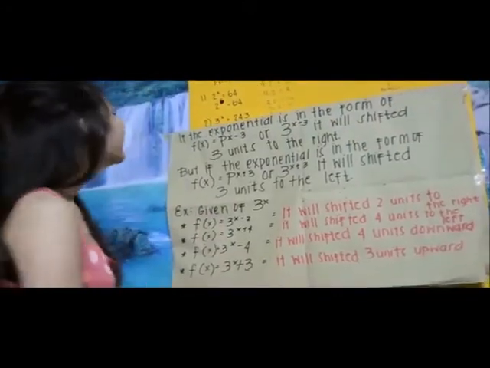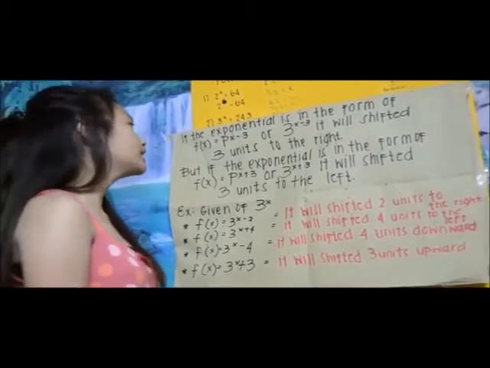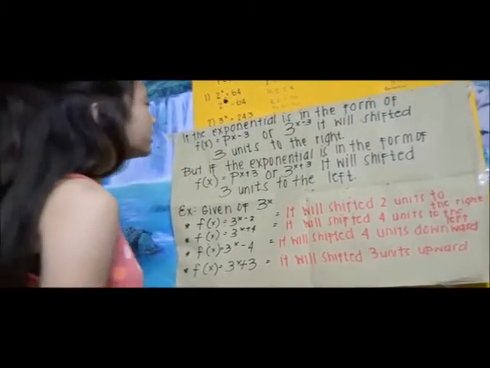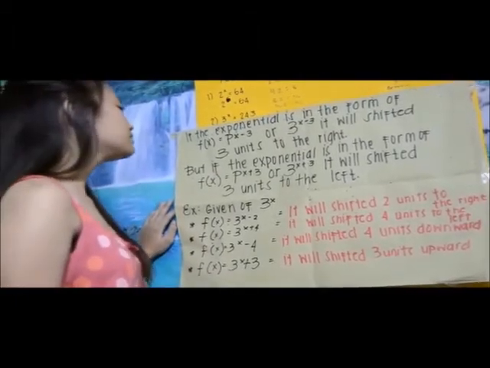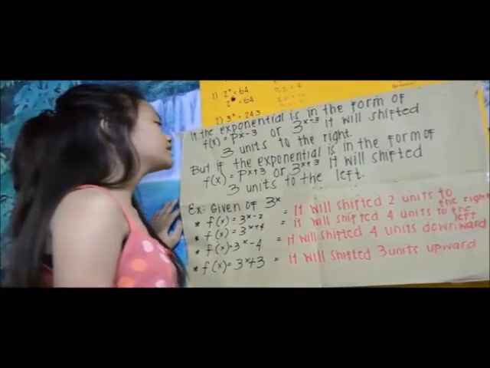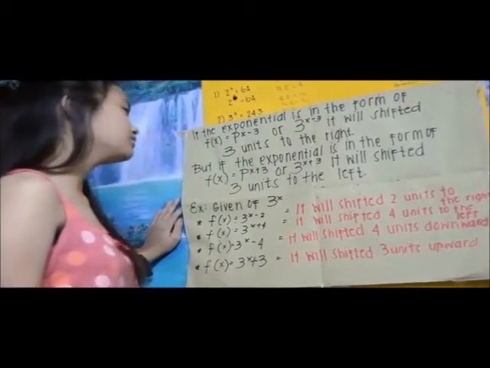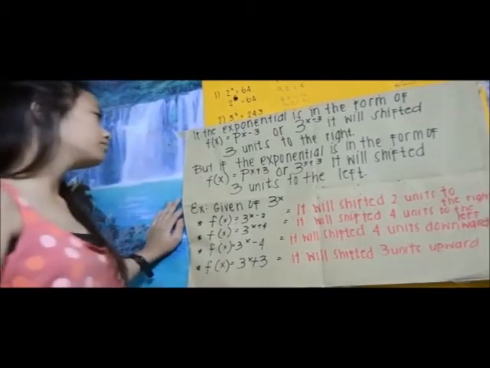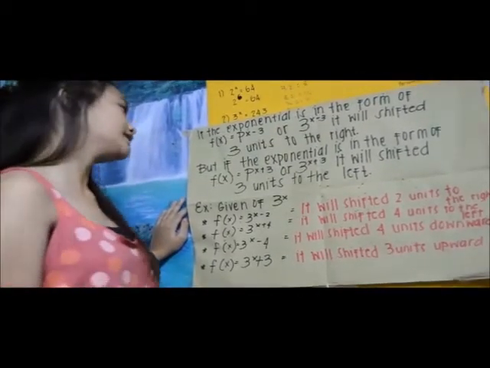If the exponential is in the form of f of x is equal to 3 raised to x minus 3, it will shift 3 units to the right. But if the exponential is in the form of f of x is equal to 3 raised to x plus 3, it will shift 3 units to the left, because all numbers attached to the exponent will shift the graph to the left or right.